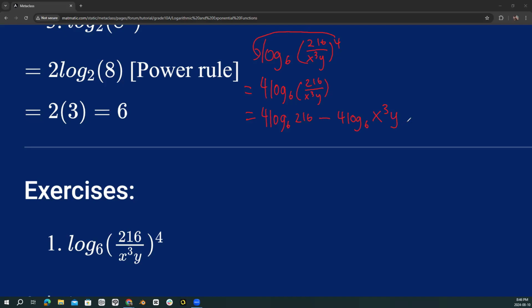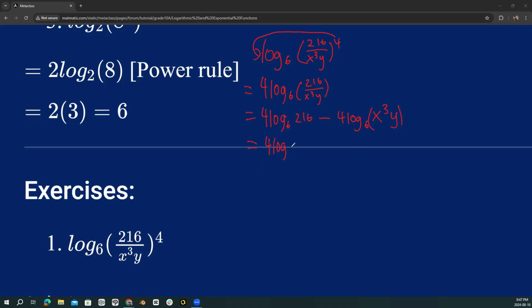Okay, so now that we have separated what's inside the bracket, we can start working from here to simplify. So next, wait, okay, there's still something we need to separate here. So next we're gonna separate this x to the power of 3 and y because it's a little hard to simplify like that. So next, I am going to use the product rule because this is multiplication.